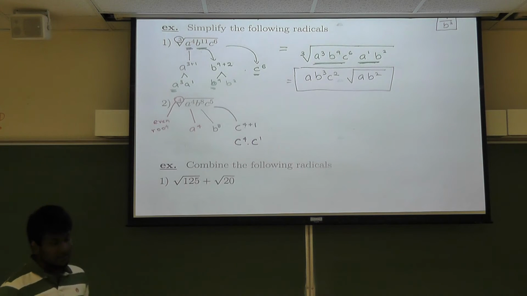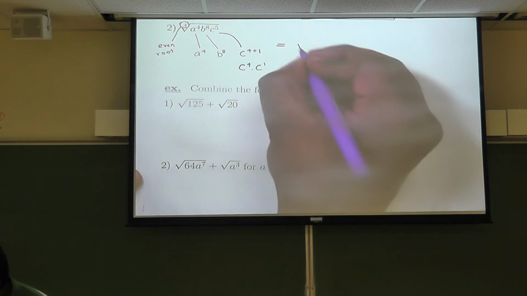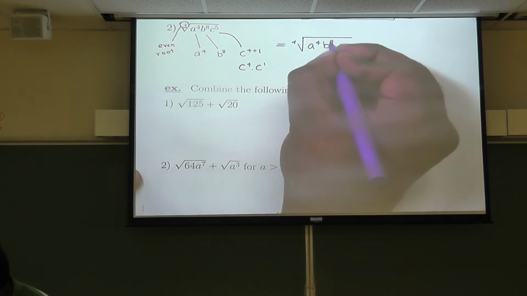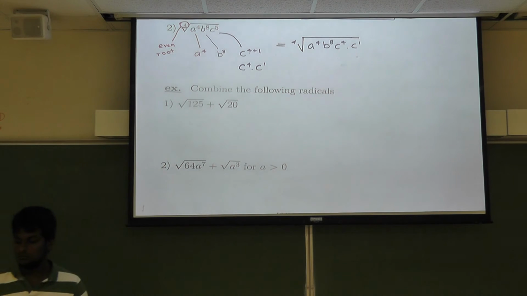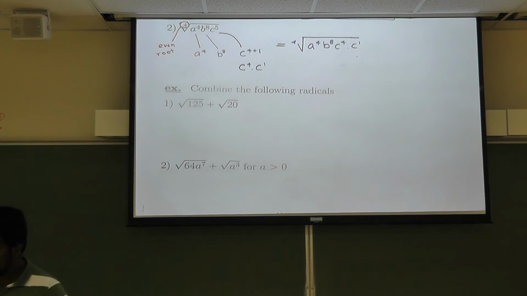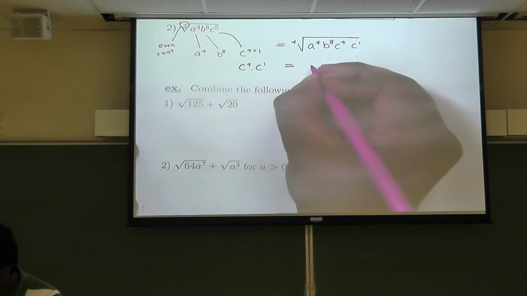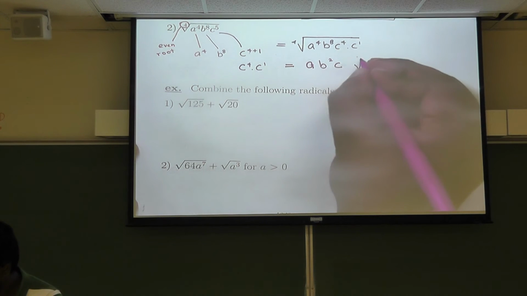Now you can combine them in a nice way, so you can see how things cancel off. The same radical would be the fourth root of a to the power 4, b to the power 8, c to the power 4, and c to the power 1. Now the first three you can actually pull out from the fourth root. So that would be a, b squared, c, and the fourth root of c.